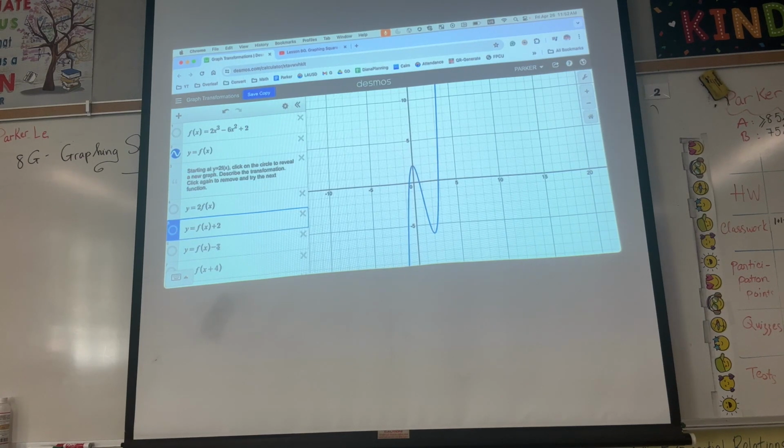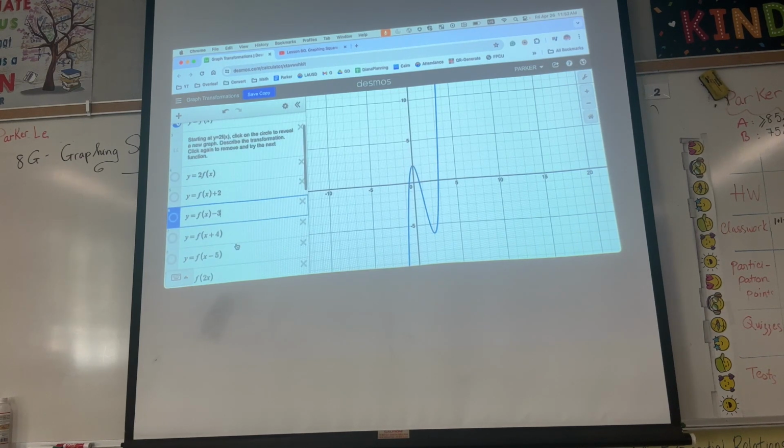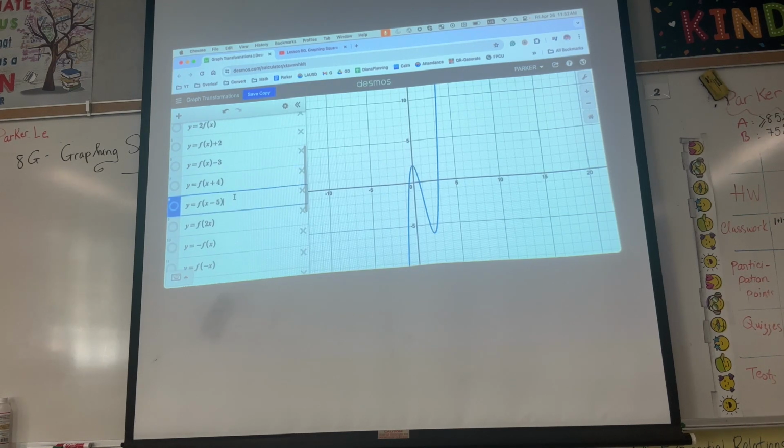Okay. How about minus 3? This one, down by 3. How about plus 4? Who say go to the right by 4? Go to the left by 4. It's opposite. You realize that then? It's left by 4. Remember, inside is kind of opposite of what intuitively we're thinking. Okay. And then minus 5 is right by 5.